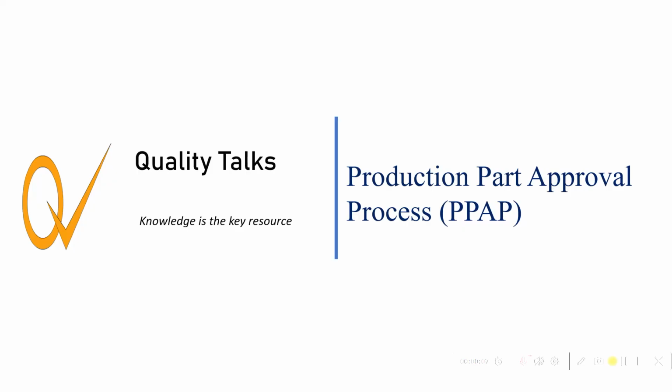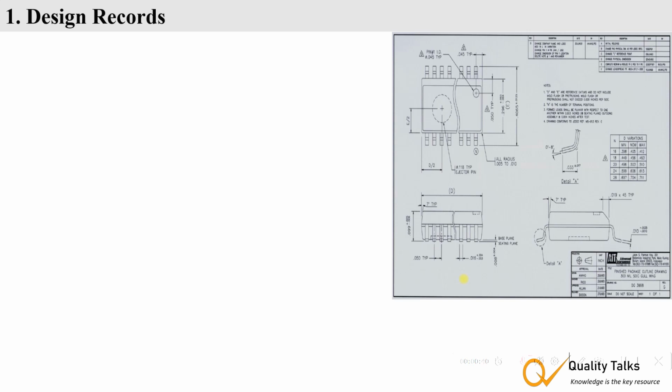In the previous video, we understood what PPAP is, why and when PPAP is to be done. We also learned about the different levels of PPAP. Now we will discuss the first document of PPAP. The first document of PPAP is the design record.